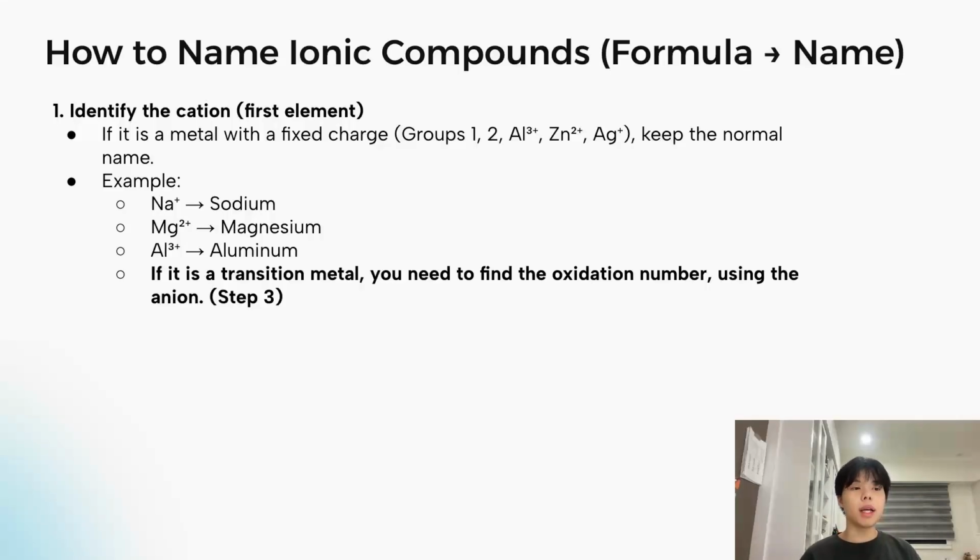The first step is identifying the cation. It is normally the first element, and if it is a metal with a fixed charge, for example +1, +2, +3, all with the oxidation number, keep the normal name. Example: Na plus, sodium; Mg2 plus, magnesium; Al3 plus, aluminum. They all have a fixed charge. They are not transition metals.